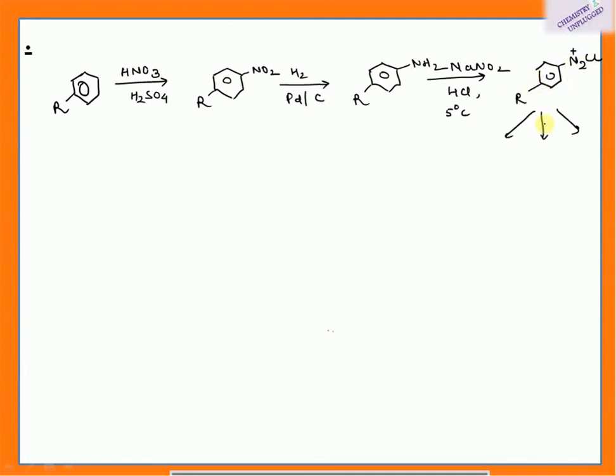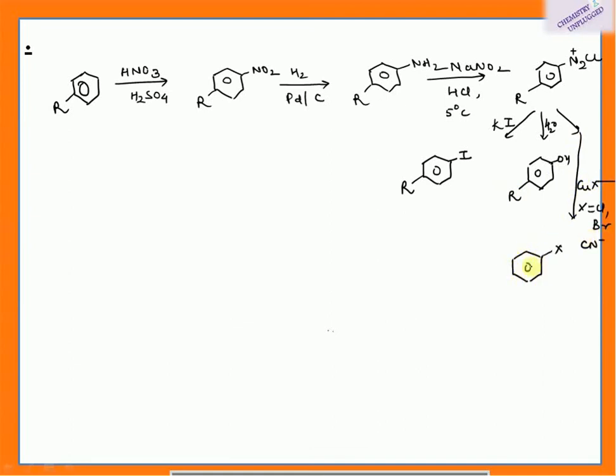This reaction takes place at low temperature, so it will form a diazonium compound. Then we can treat the diazonium compound with different reagents to introduce various substituents. Suppose I am using KI, then this N2Cl will be removed and we have a carbocation generated here. This is an aryl cation, and then the iodide can attack it and form the iodo substituted product. Similarly, we can use H2O, so it will give me phenol.